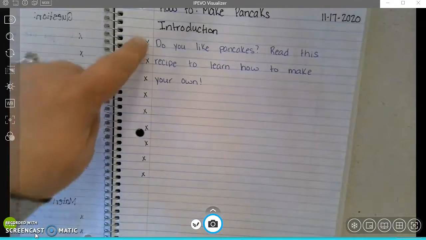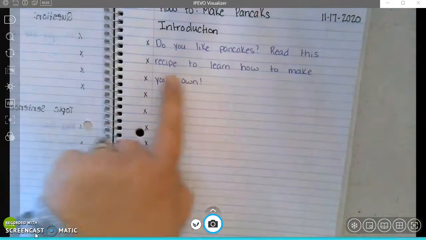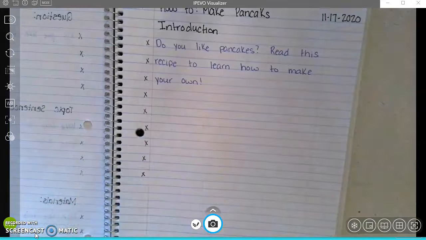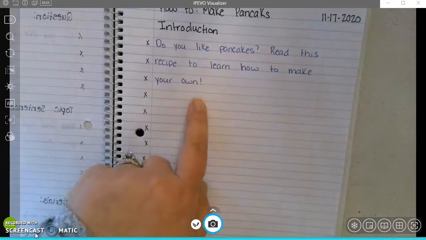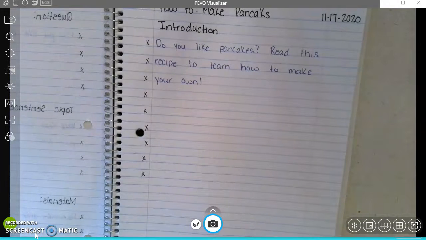So this would go, do you like pancakes? Read this recipe to learn how to make your own. Okay? And you don't have to have an exclamation point there. You can have a period there. I'm choosing to be excited.